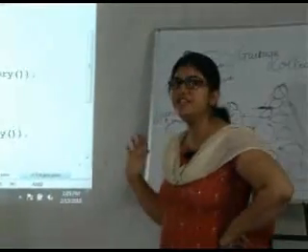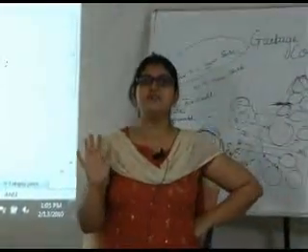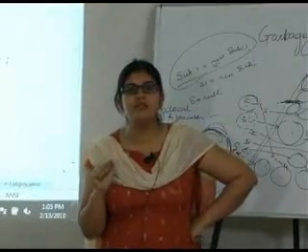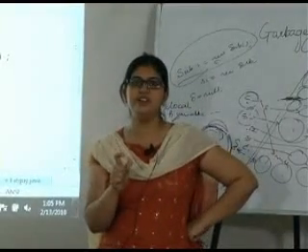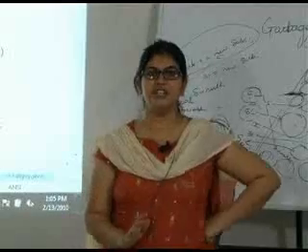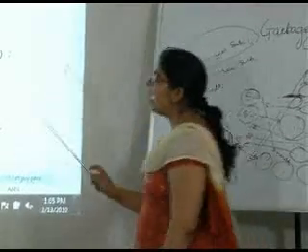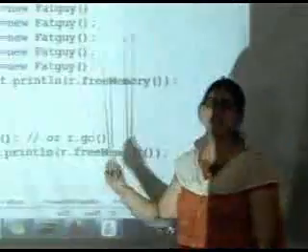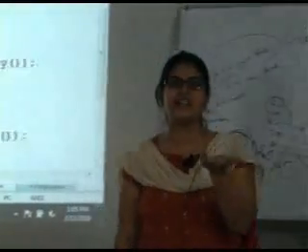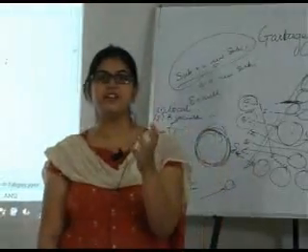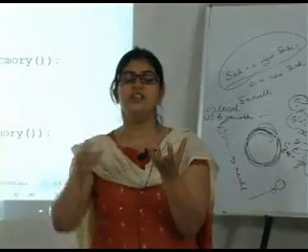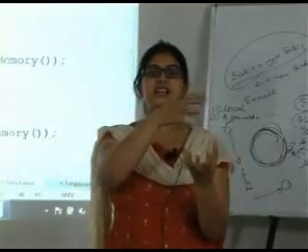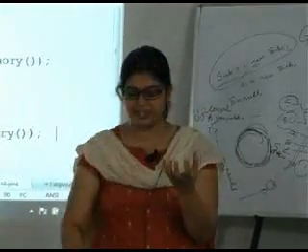I have lost the reference now. I don't have any reference with me. Then what am I supposed to do? The garbage collector gives you a very good opportunity. It says that I am going to give you a method called finalize. The finalize method is going to get called the moment your garbage collector is going to reclaim that object. I'll just tell you.